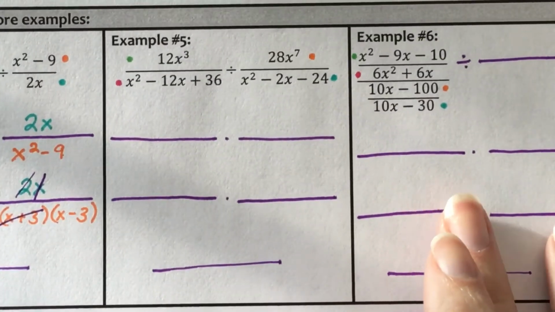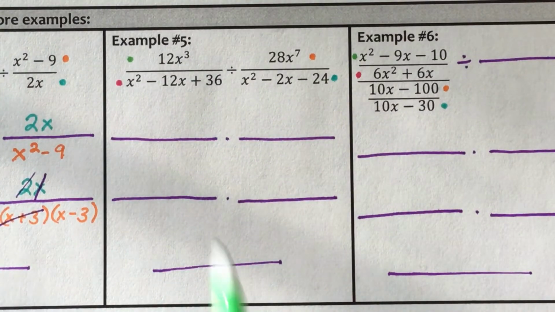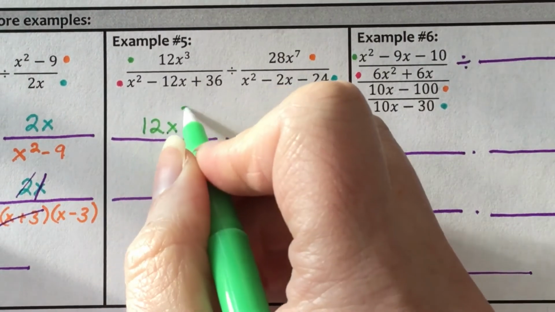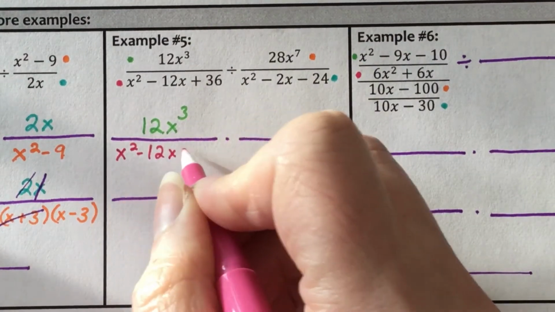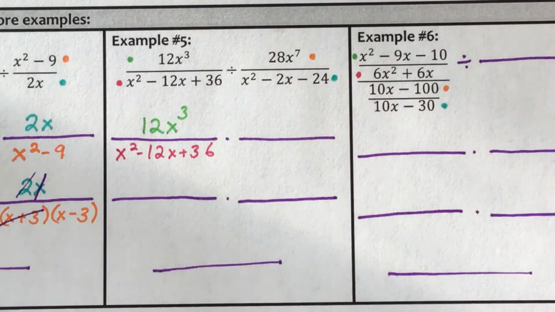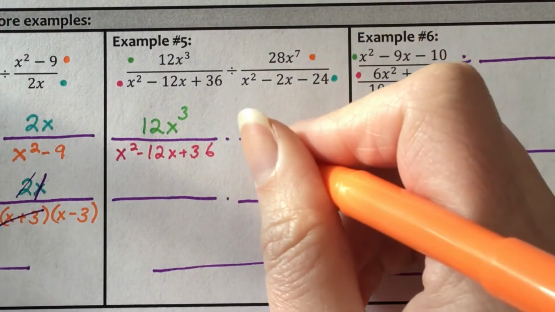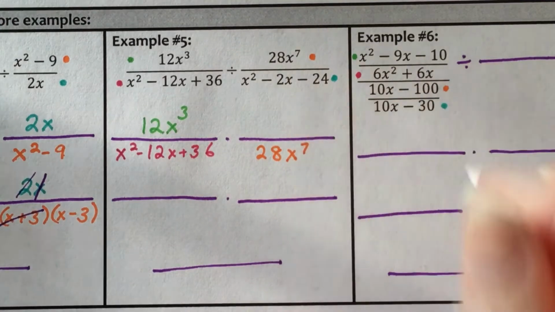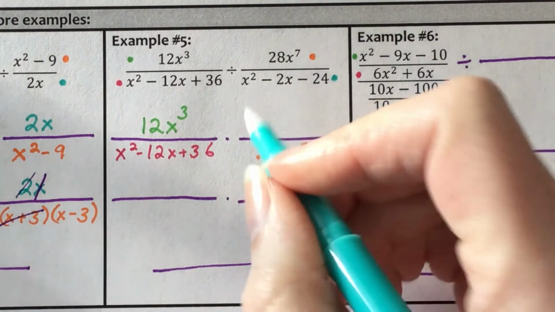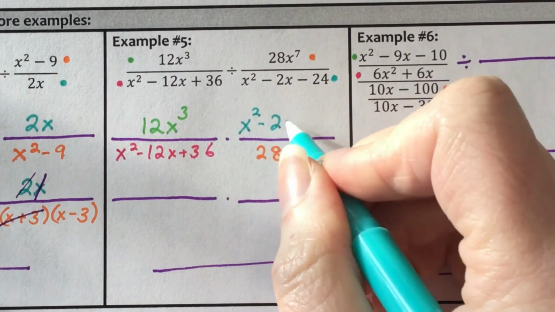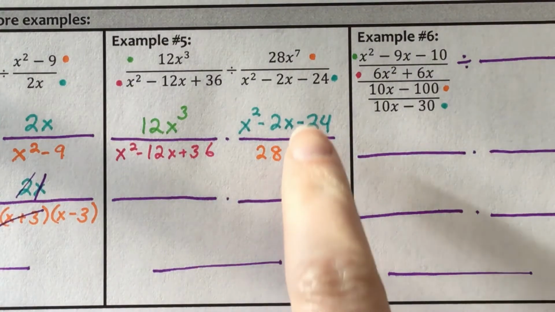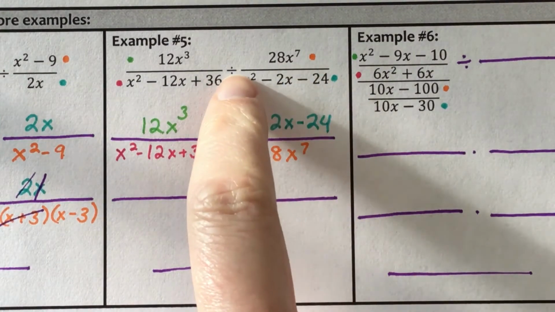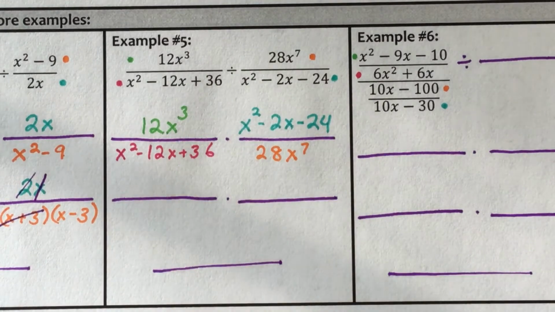Number 5, division again. So we're going to copy down the first fraction, 12x cubed over x squared minus 12x plus 36. We flip the second fraction, 28x to the 7th on the bottom, and the top becomes x squared minus 2x minus 24. Okay, as we flipped the second fraction upside down, the division sign changed to a multiplication sign. All right, let's factor.